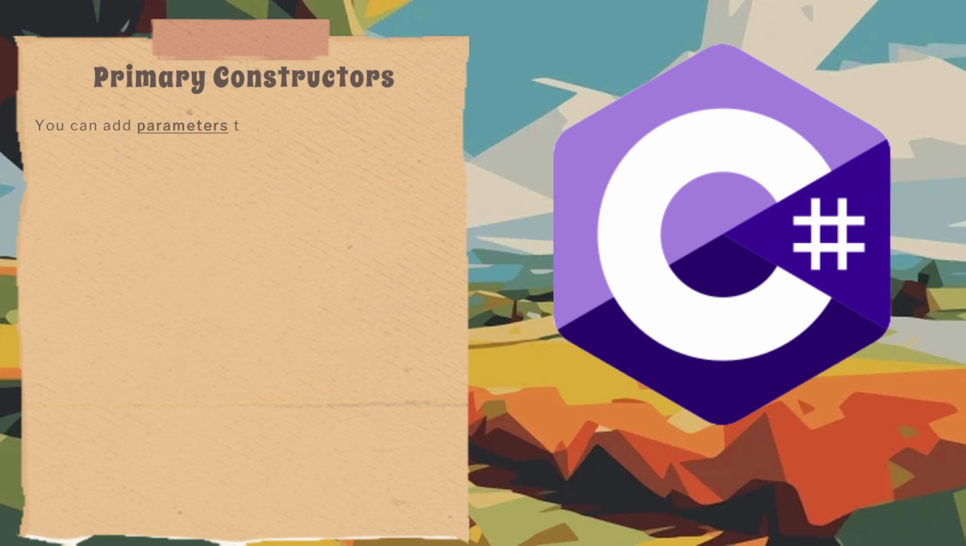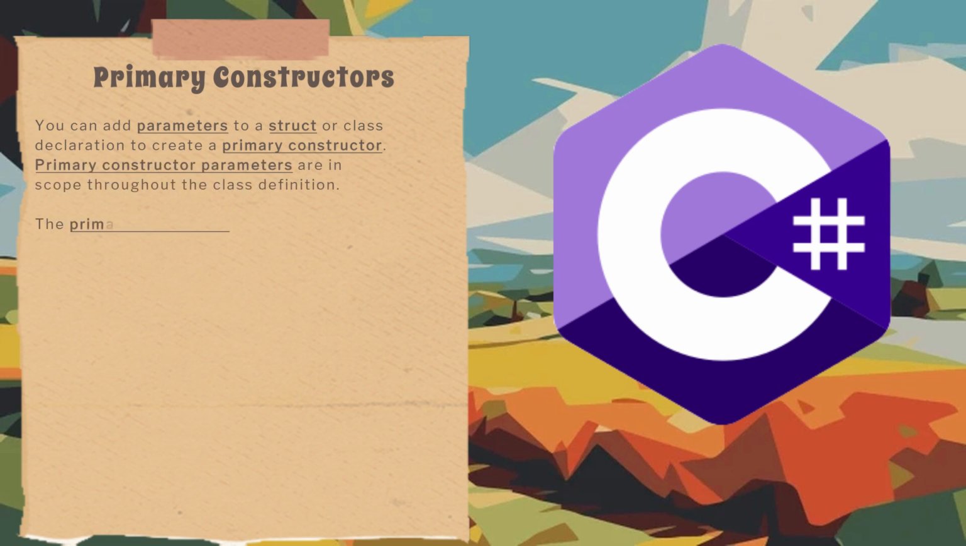You can add parameters to a struct or class declaration to create a primary constructor. Primary constructor parameters are in scope throughout the class definition. The primary constructor allows you to define class parameters directly in the class declaration.